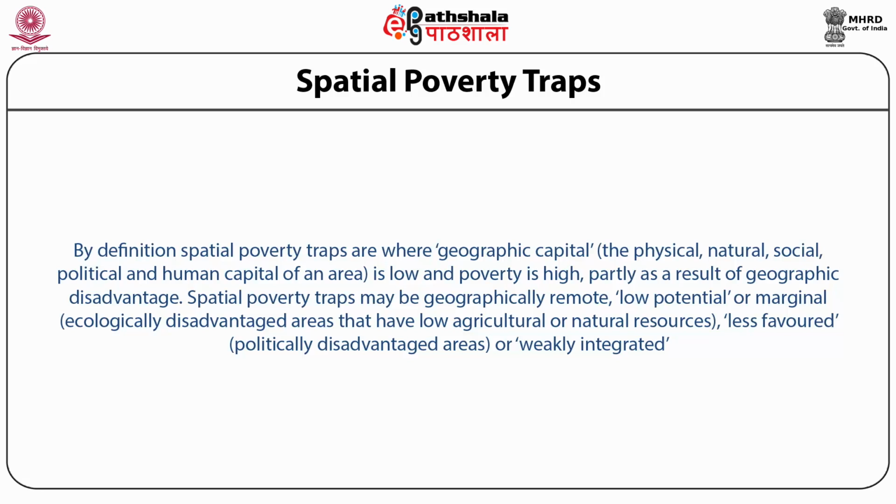Spatial poverty traps may be geographically remote, that is far from centers of political and economic activity; low potential or marginal, that is ecologically disadvantaged areas that have low agricultural or natural resources; less favored, that is politically disadvantaged areas; or weakly integrated areas that are poorly linked physically and in terms of communications and markets. This shows how the geographic location of a place determines the level of poverty of people living there.